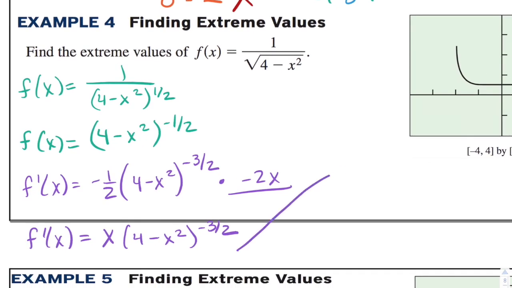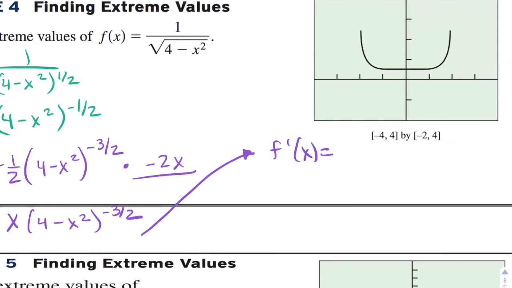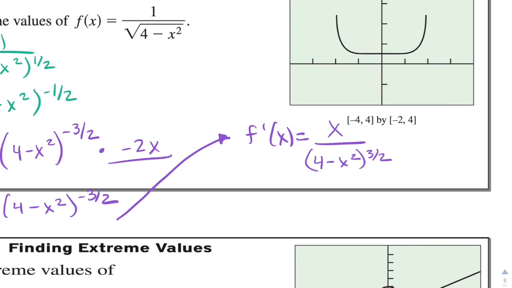Let's rewrite the derivative one more time. I'm going to rewrite it as the derivative is equal to x divided by 4 minus x squared to the positive 3/2. Awesome. Everything is where it needs to be.